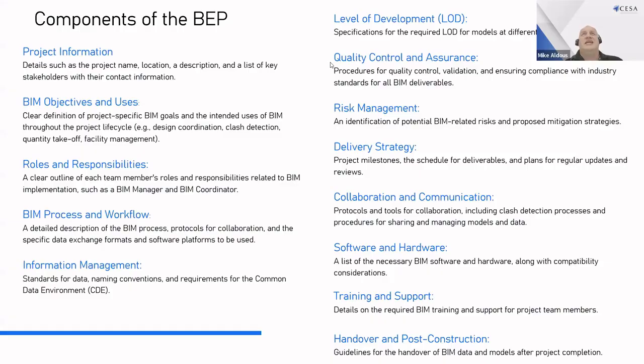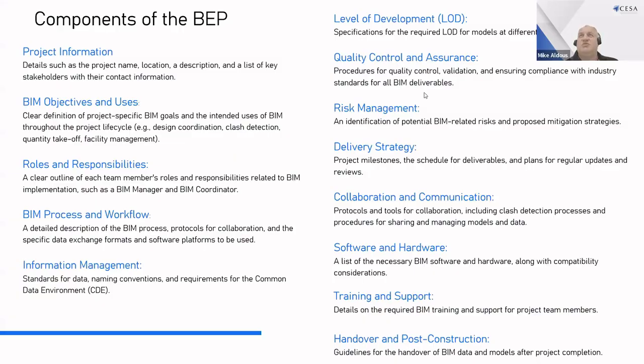Then we look at level of development, although this is often referred to as LOIN now going forward. And that looks at the specification for the required detail within the models and what's shared. From a quality control and assurance perspective, one looks at the procedures for quality control, the validation, and ensuring compliance with industry standards for BIM deliverables. This is a fundamental aspect of risk management in the project delivery.